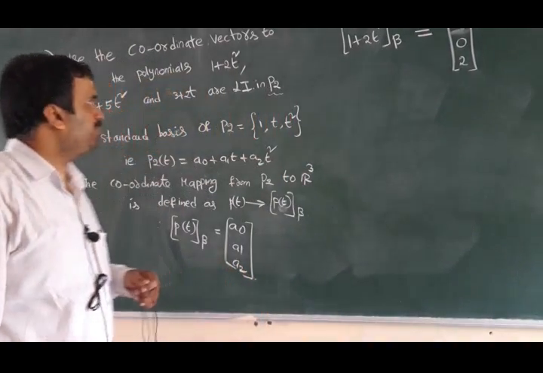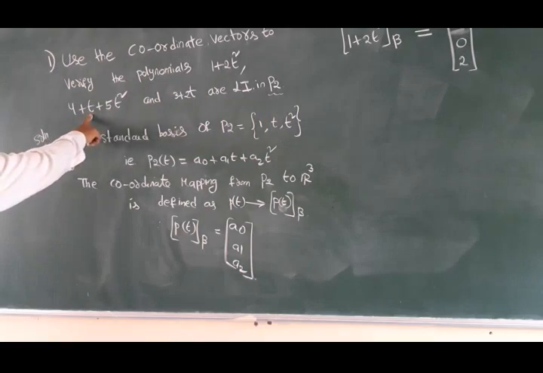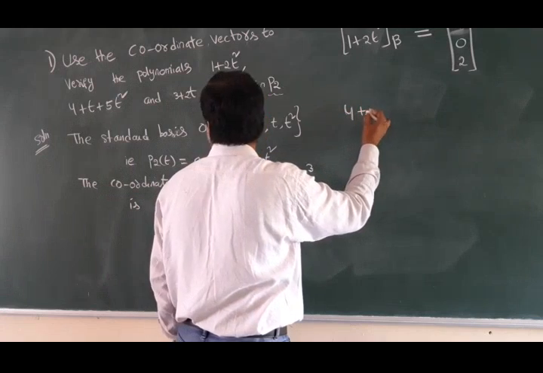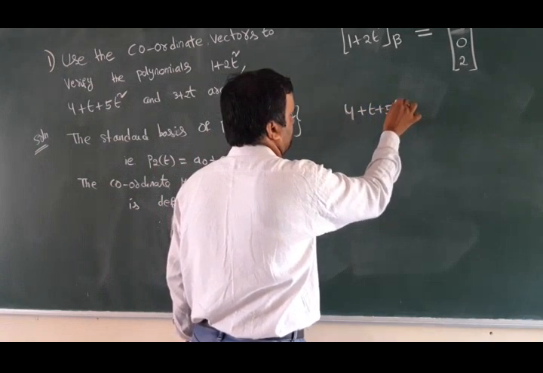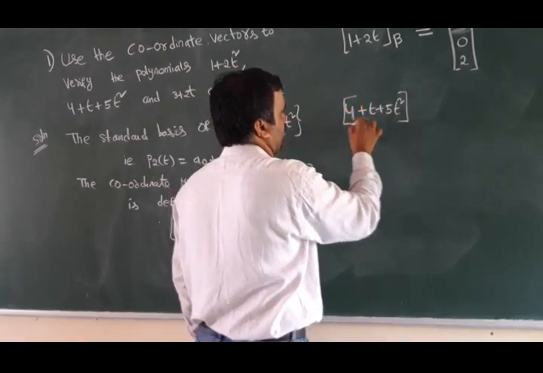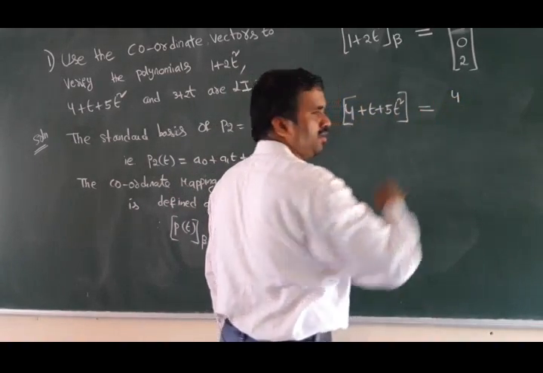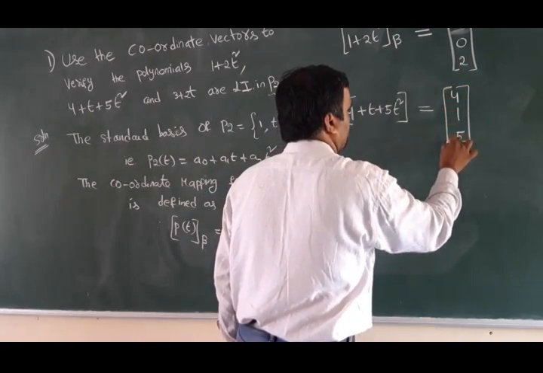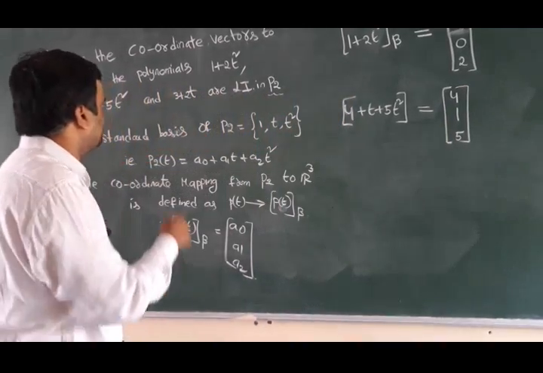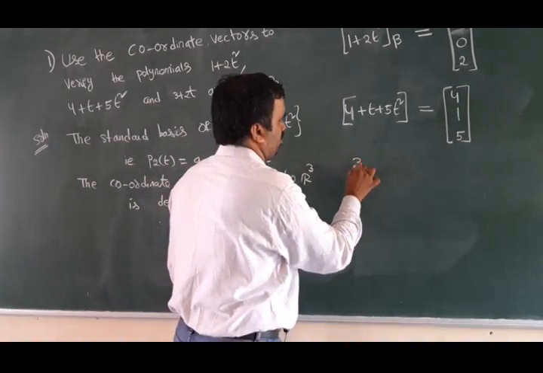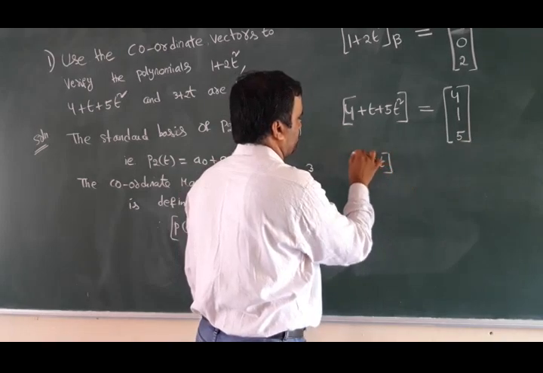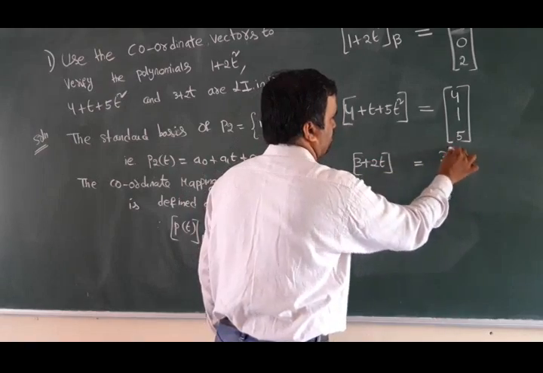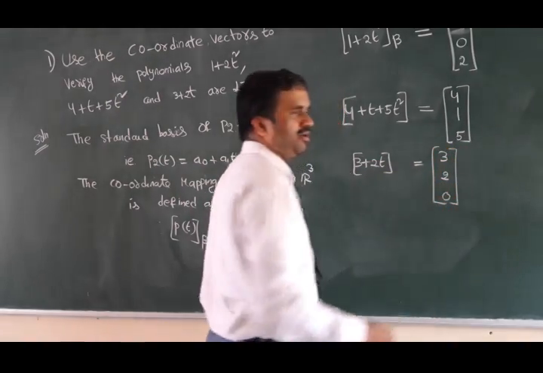Similarly, the second polynomial: 4 plus t plus 5t square. Again write the constant first, 4, then coefficient of t, 1, coefficient of t square, 5. So the second polynomial is also done. One more polynomial is there, 3 plus 2t: constant 3, coefficient of t 2, coefficient of t square 0. So we got 3 column vectors.